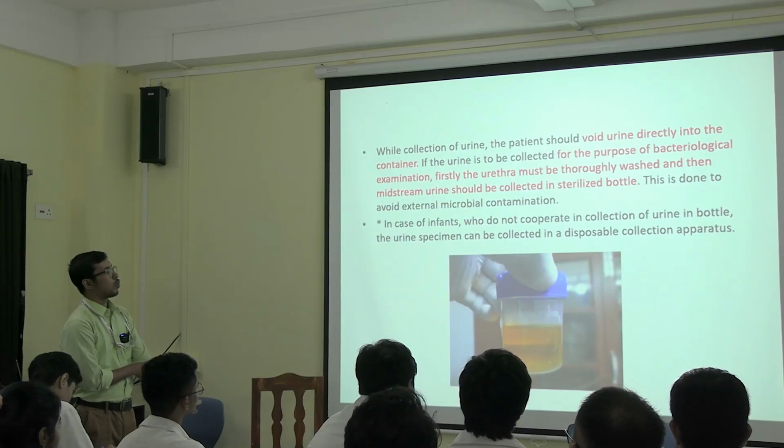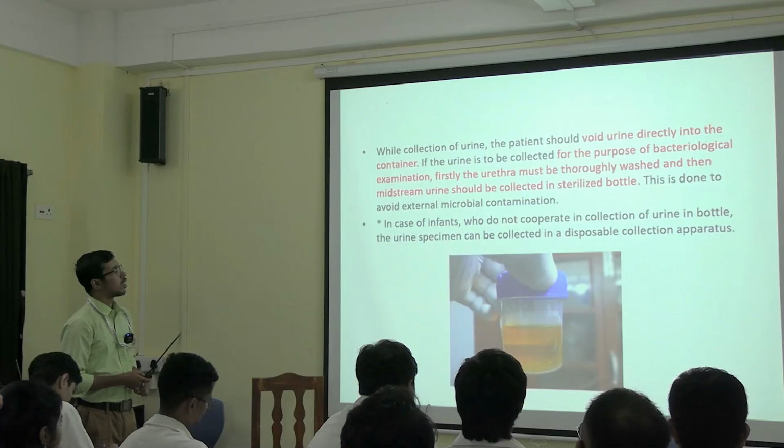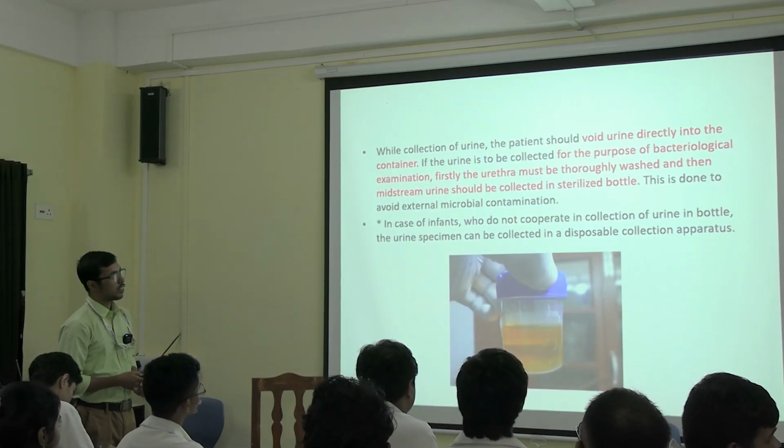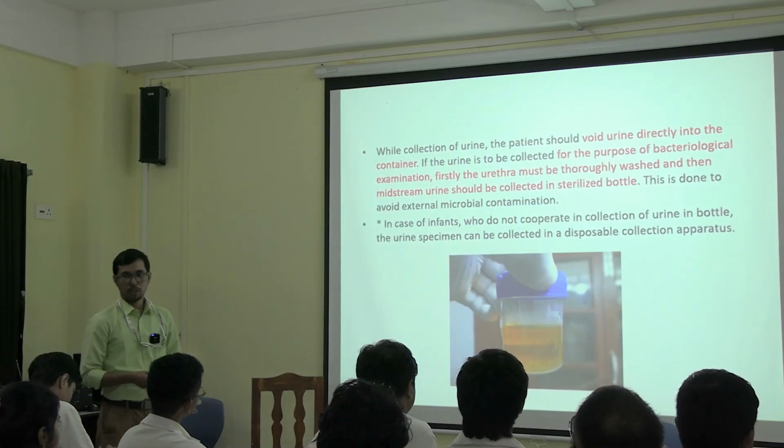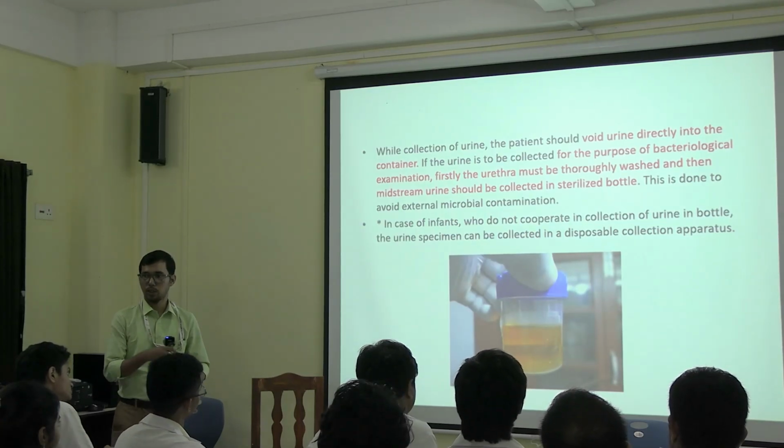In case of infants who do not cooperate in collection of urine in a bottle, the urine sample can be collected in a disposable collecting apparatus. Normally they pass urine in some places, then you have to pre-sterilize that part, and when they pass urine you can collect it from there.